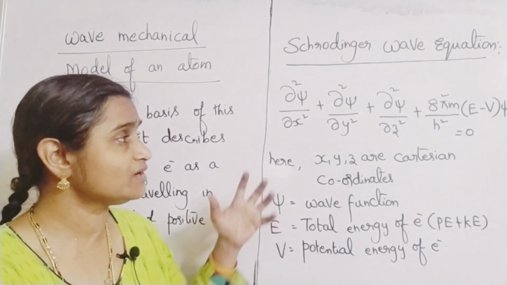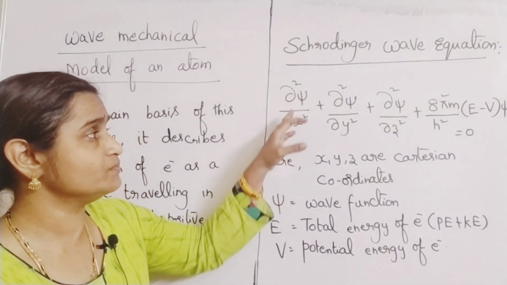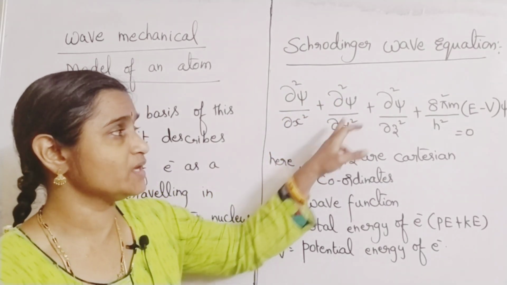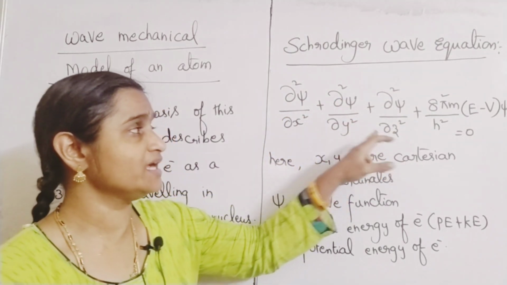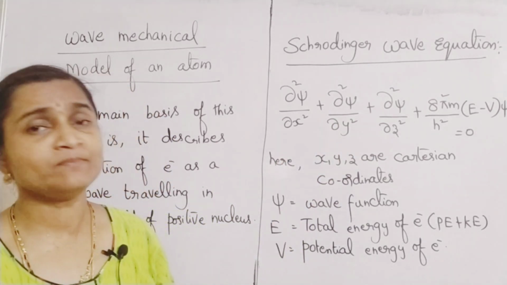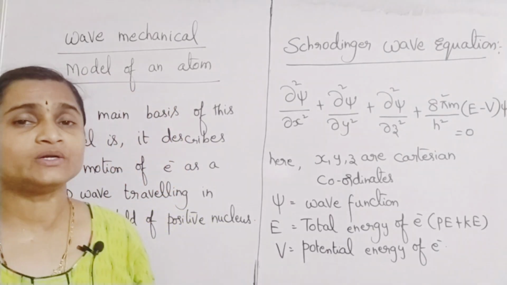So as far as we are concerned, what we have to read is this: del square psi by del x square plus del square psi by del y square plus del square psi by del z square plus 8 pi square m by h square into E minus V into psi is equal to 0.